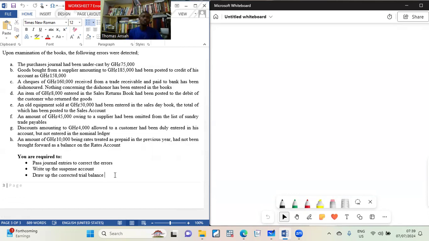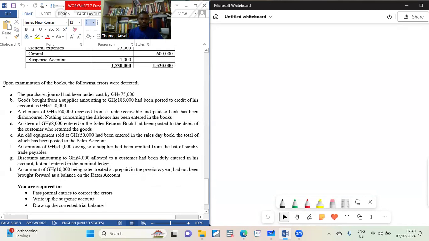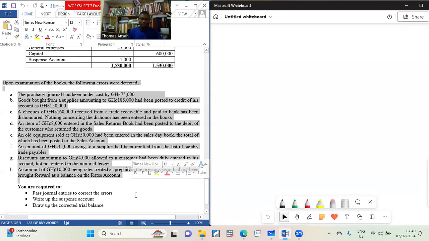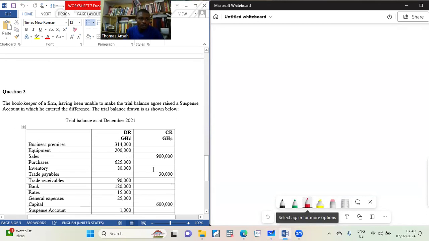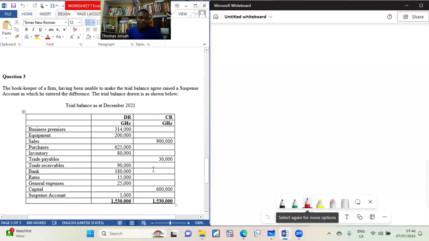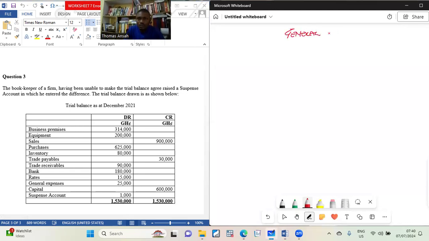All right, so how then do we go about it? So what we are going to do is to correct these errors. All right, so that is what we are going to do. As usual, in whose books is all these errors happening? All right, so we are not giving a name. So we can go on and do our general journal. If you are asked the use of general journal, don't hesitate to say that the general journal is used to correct errors. Okay, so that is that.